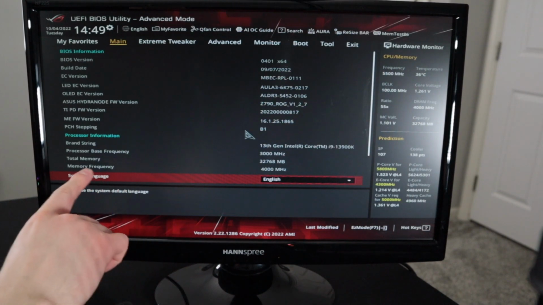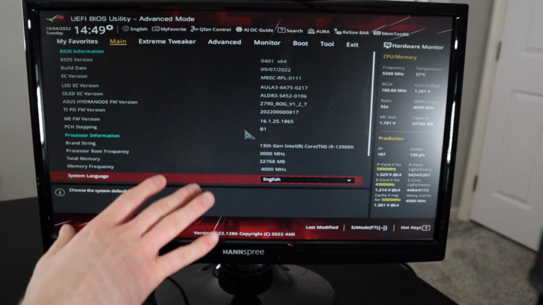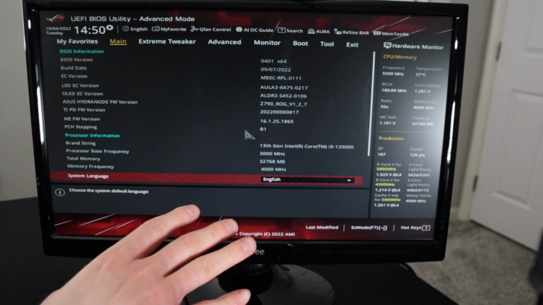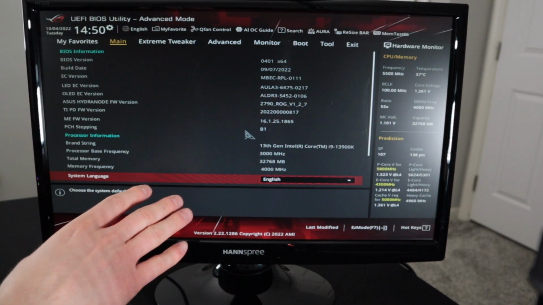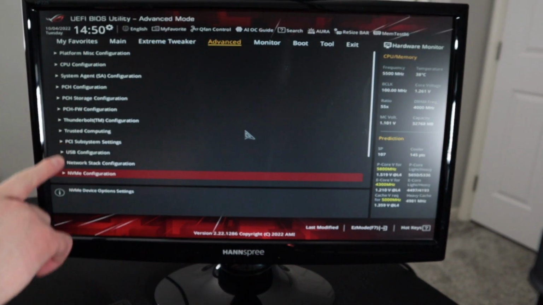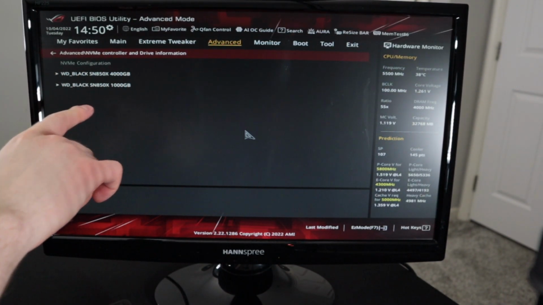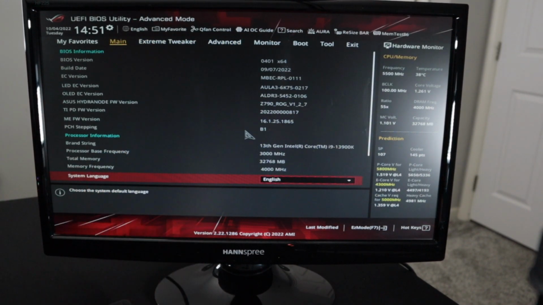We can see the frequency of the memory. We can see the total memory amount. Just a lot of different information that you can look at. Obviously, this is where you tweak a lot of things, but just for this testing procedure, you can also see the information from the previous screen on this one. Over to advanced, down to NVMe configuration, we can see both of our storage devices, and they are successfully being recognized. So since this test was successful, we can conclude that none of these components came dead on arrival.